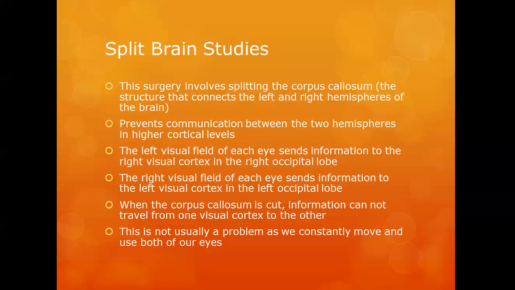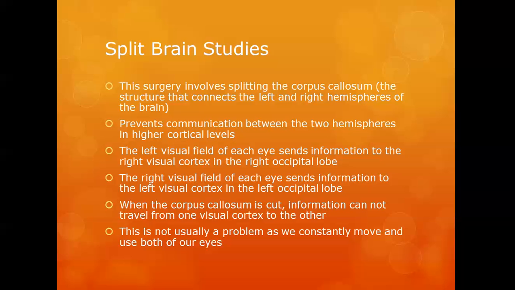We know that the left visual field of each eye sends information to the right visual cortex in the right occipital lobe, and we know that the right visual field of each eye sends information to the left visual cortex in the left occipital lobe. Remember, information from the left eye goes to both hemispheres. Information from the right eye goes to both hemispheres. If you notice in what I've written, it's the left visual field, so the left side of both of your eyes, that information will go to the right occipital lobe and vice versa.